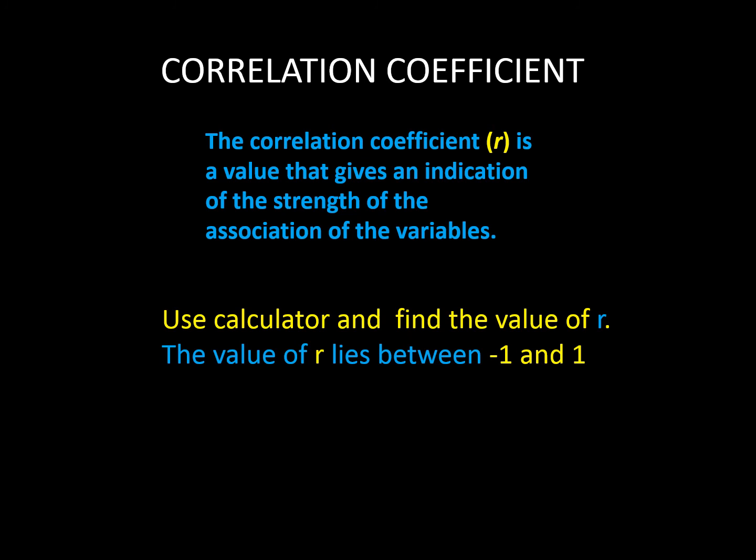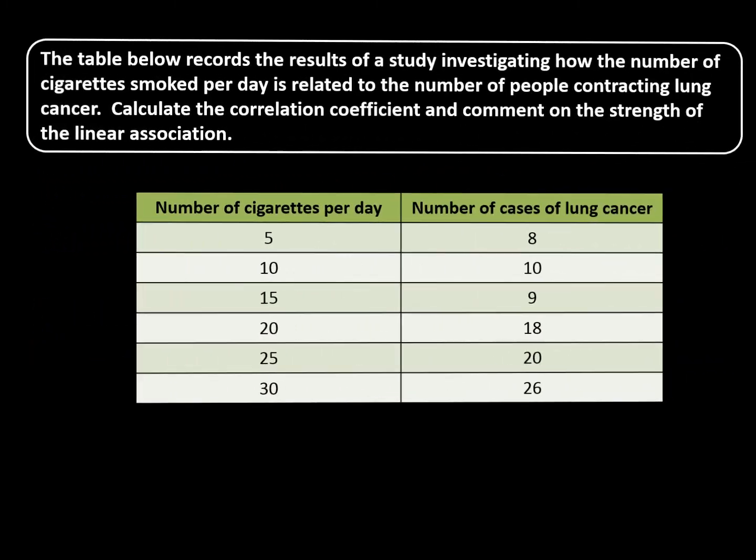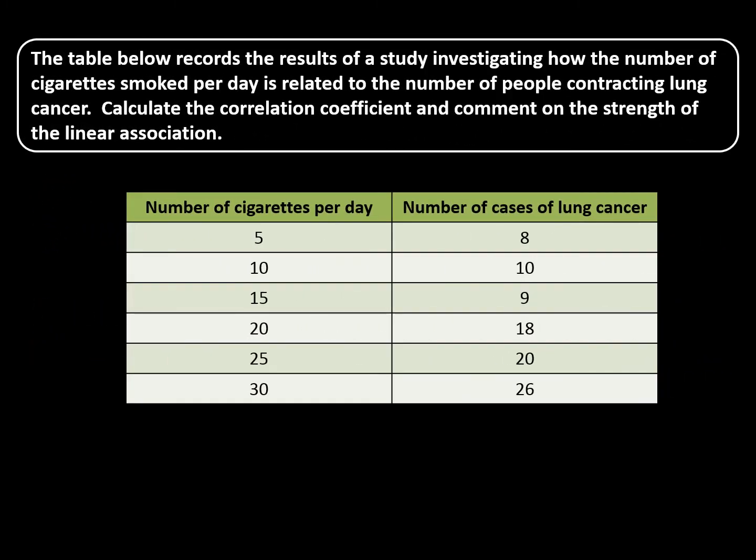Use the calculator to find the value of R. And you will see that the value of R will always be between -1 and 1. No number beyond that. If you get a number beyond this interval, you are wrong.